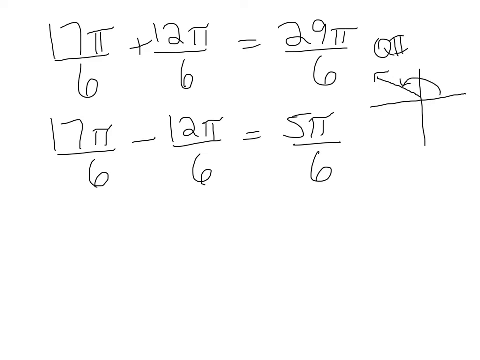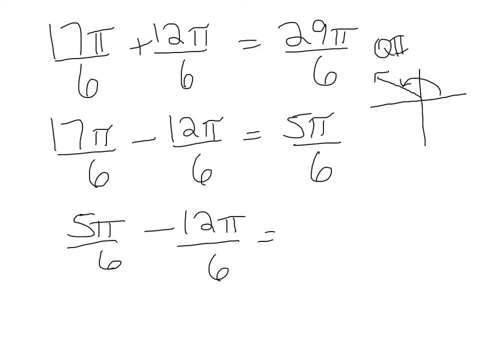To find a negative coterminal angle, we take our smallest positive coterminal angle, so 5 pi by 6, and continue to subtract 12 pi by 6, which gives us negative 7 pi by 6. Let's do one final example, starting with a negative angle in radians. Again, we can add or subtract one revolution, so we will add 2 pi.